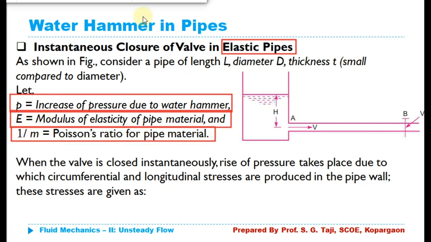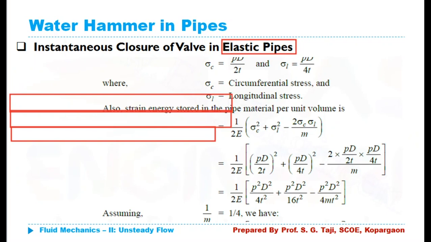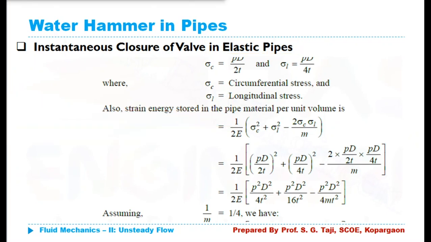What is the Poisson's ratio? We know that Poisson ratio is given by the ratio of lateral strain to longitudinal strain. So we are going to determine the equation for the instantaneous closure of the valve and what will be the pressure intensity in that case. So let's proceed. Now, when valve is closed instantaneously, rise of pressure takes place due to the circumferential and longitudinal stresses produced in pipe wall, and that we can determine by using our knowledge of strength of material, which is given by Hooke stress equation.